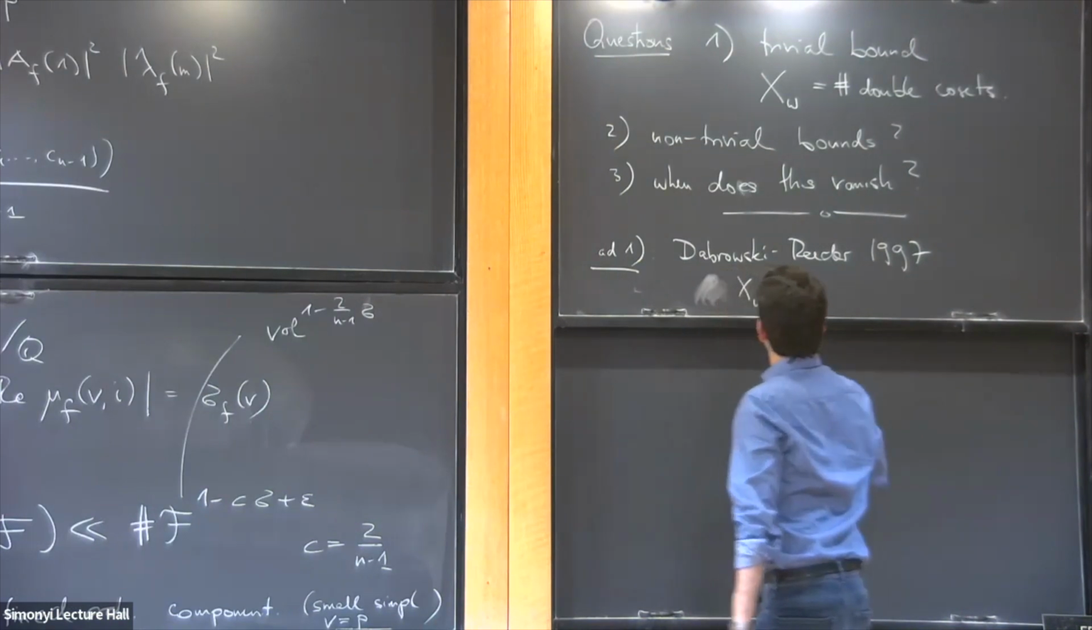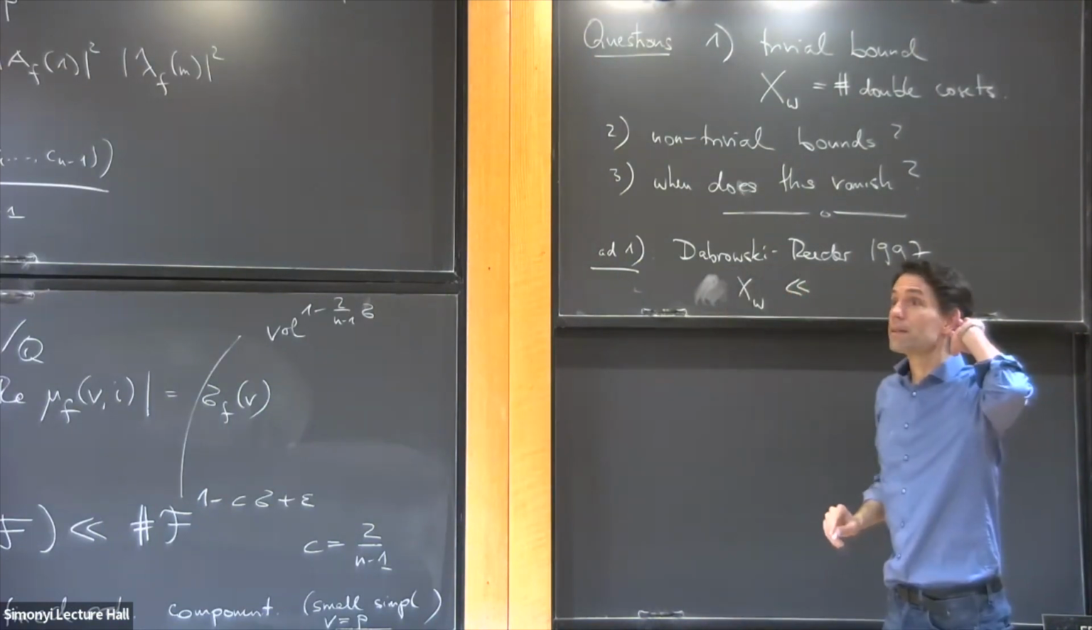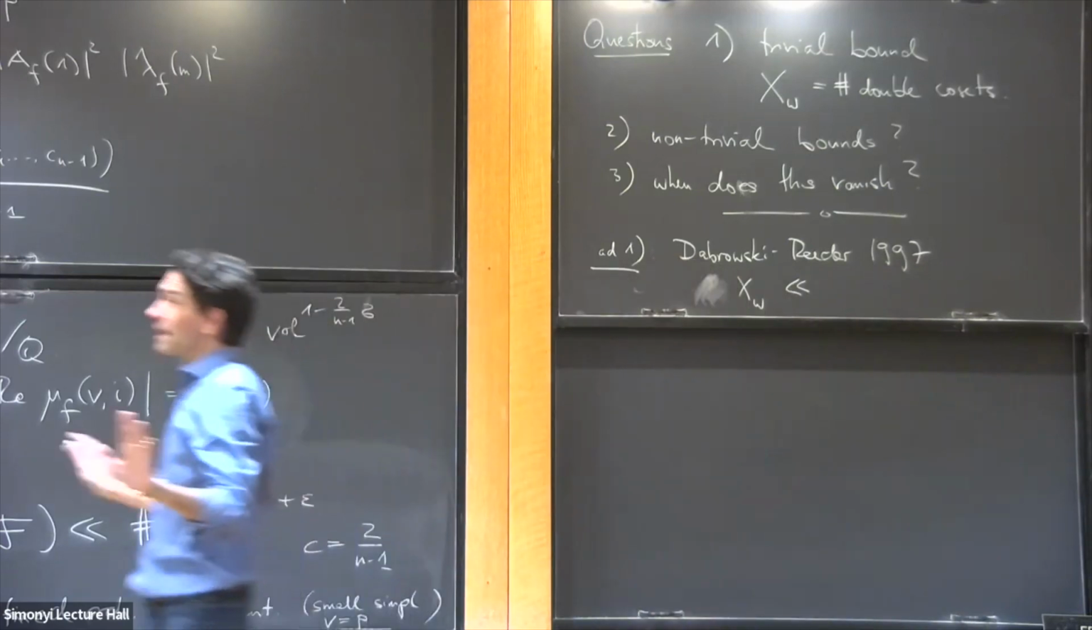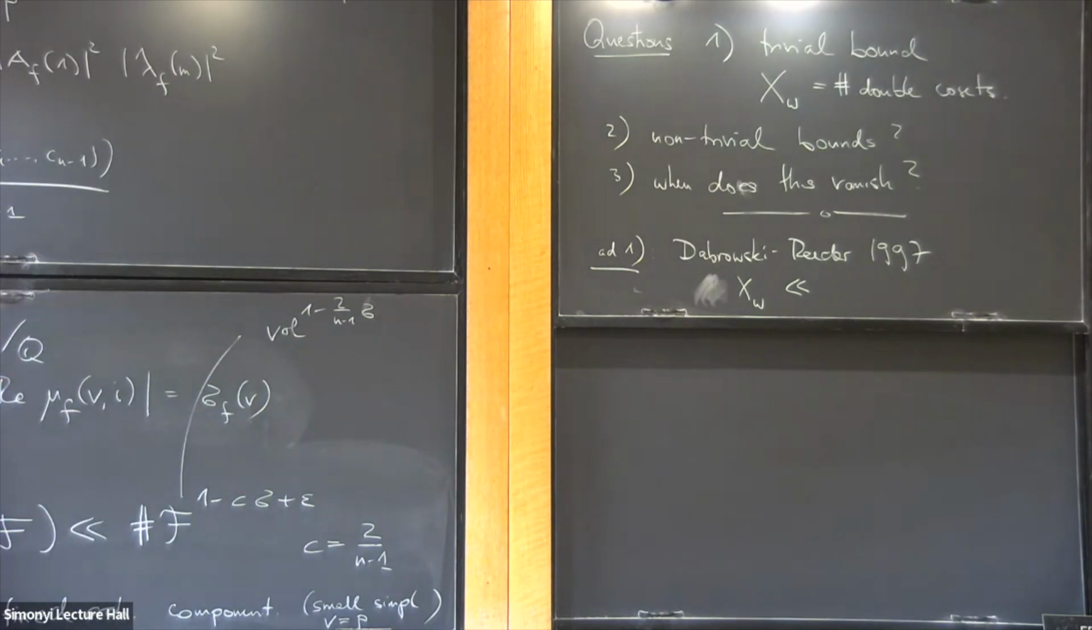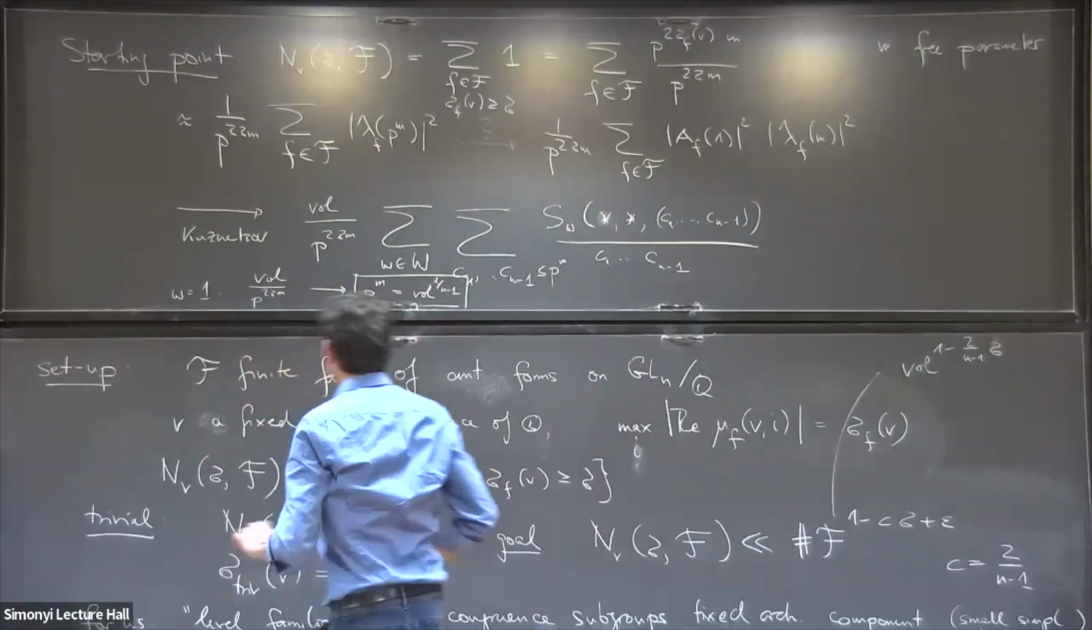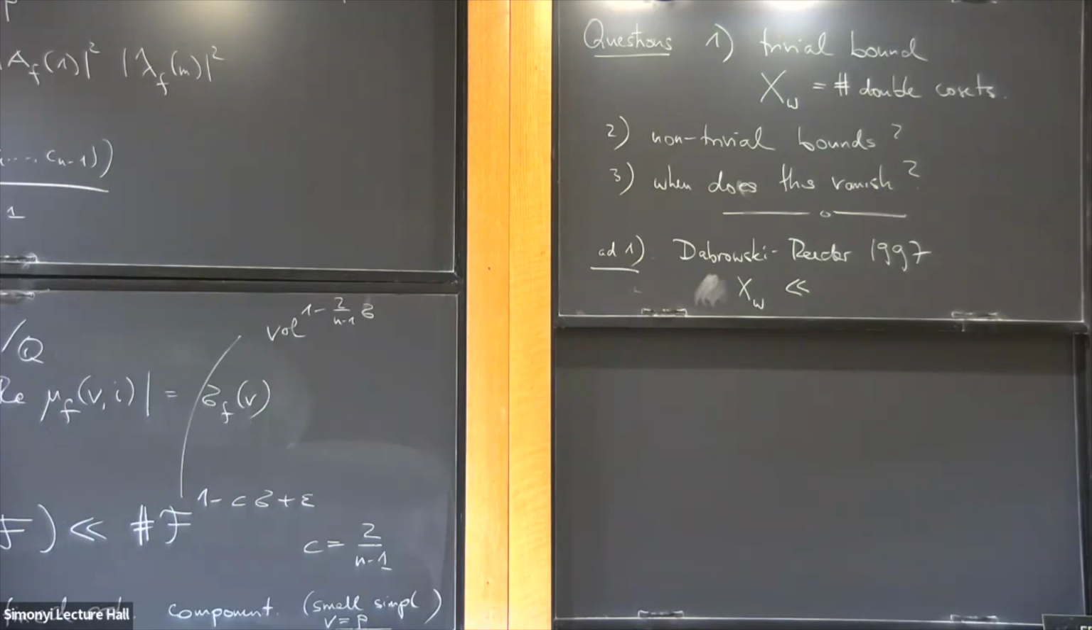What group are you doing now? What gamma? For the moment, gamma can be anything. They are dealing with the full group, so SL_N(Z).